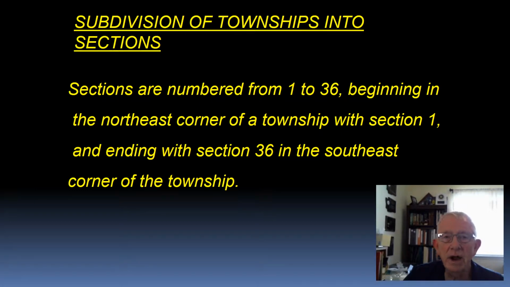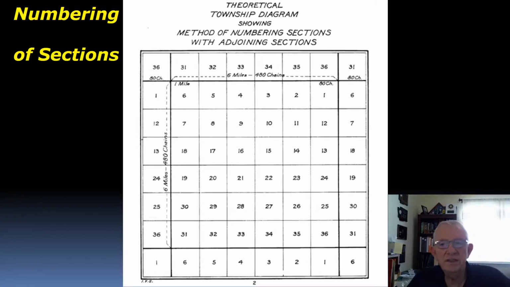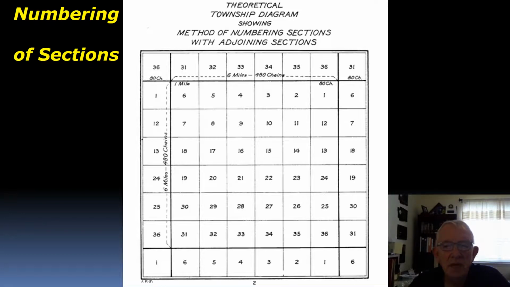Let's take a look at a graphic representation of what I'm talking about. This is a graphic representation of what I was just talking about. If you take a look at the chart, you'll see that section 1 is in the northeast corner of the township, and section 36 is in the southeast corner of the township.